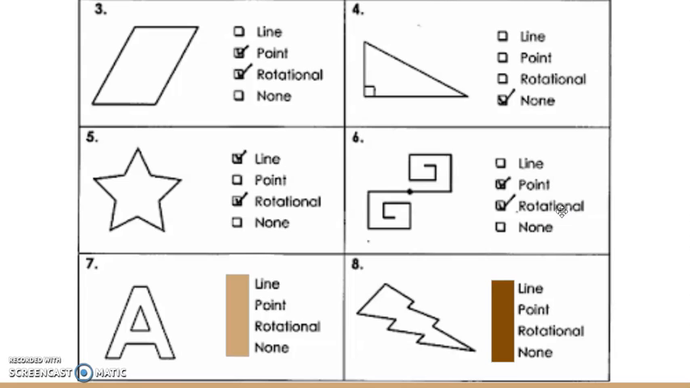Looking at our symmetry also works for letters. With the letter A, we would say that we have line symmetry. It's cutting it right down the middle, but we don't have anything else. Number 8 is a lightning bolt type of thing. If we look at that, we can't say that we have line symmetry. We can't say that we have point symmetry, and we can't say that we have rotational symmetry. So that's going to be an example of none.